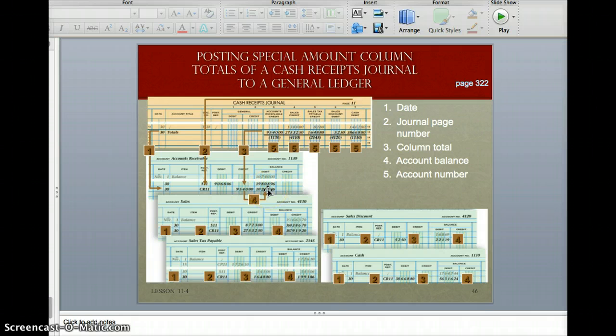And then which account does that get credited back to? Well, it gets credited back to accounts receivable. So that is the number that you'll put in parentheses underneath here, which you know by looking at this, the account number is 1130. In parentheses under here, you put that you posted that to 1130. And you do that with each of those columns in the cash receipts journal. So you do it with accounts receivable, sales, sales tax payable, sales discount, and cash.